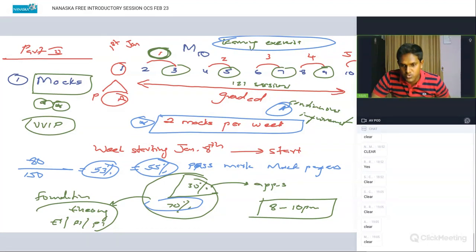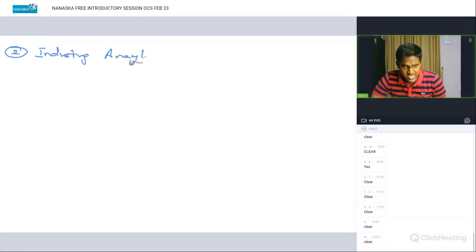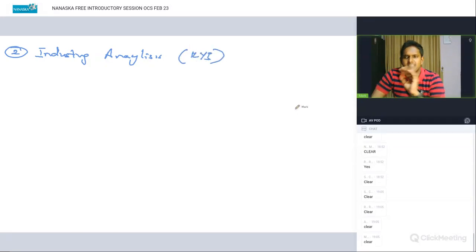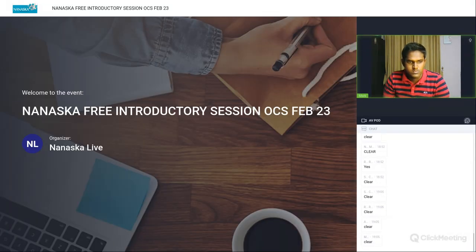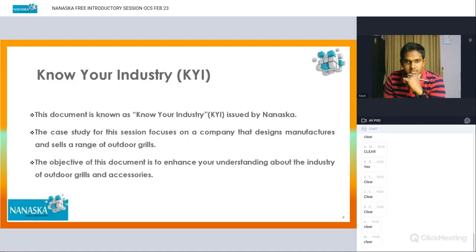Right, then in part 2, we have a few other aspects. In addition to your mocks, you will have an industry analysis, which Chandra sir mentioned as KYI, know your industry. So here it's a lengthy document, right? Let me quickly glance you through. Right, so this is your know your industry document, what you see on the screen.